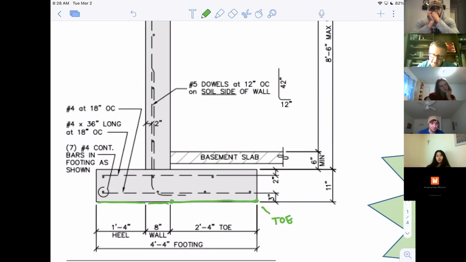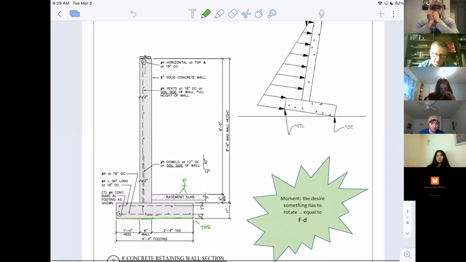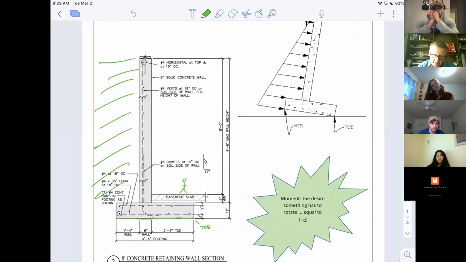And so notice it says basement. So this is the basement of the house. That's where the people are going to be. And this is a retaining wall. This is all the dirt outside here, kind of pushing on that. So does it make sense it wants to tip over?